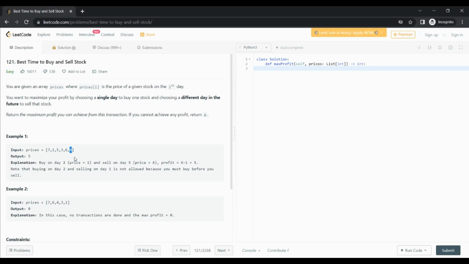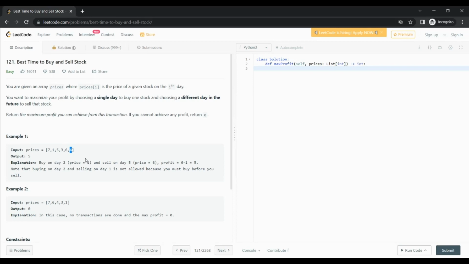Next, would it make sense to buy the stock at 4? Absolutely not, because we already have a lower price, which is 1. Would it make sense to sell it at 4? Let's see. 4 minus 1 is 3, but 3 is less than the profit that we have, which is 5. So, since 3 is less than 5, we don't update the profit variable. And there you go. At the end, we just return the profit that we had, which is 5.